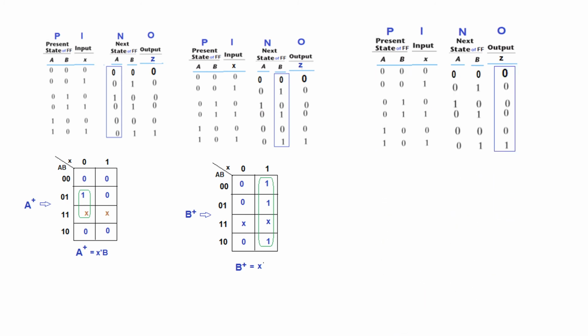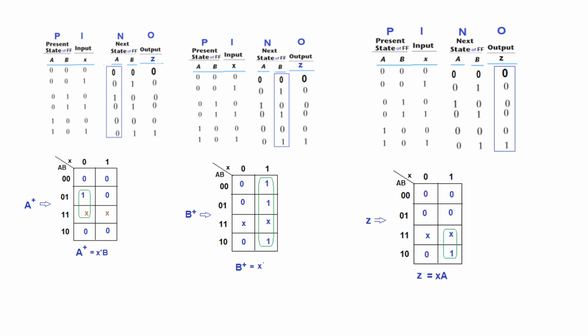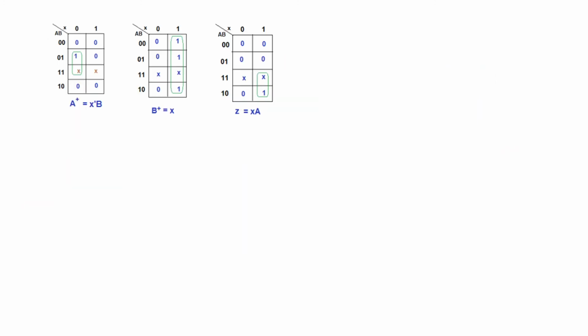And in the third case for Z, we'll get an answer including the don't care condition. Z is equal to XA. So we have now these 3 values, 3 equations. Design the circuit, so these 3 values, and let's now design the circuit.